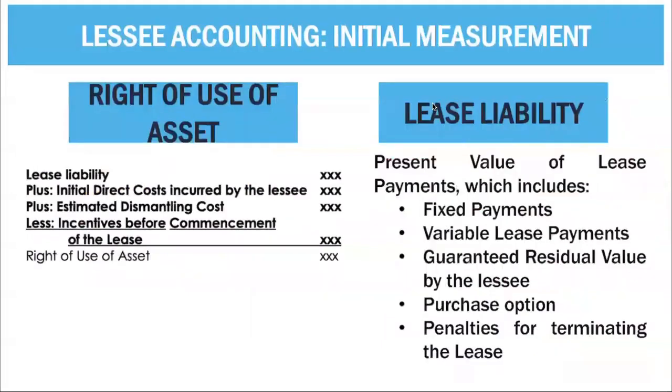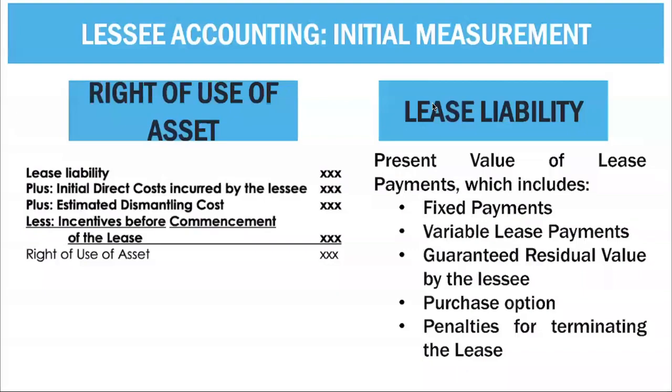So we said in your lessee accounting, we recognize two items, your right of use asset and your lease liability. So two items only. First, we need to determine what are the items of your right of use asset and what are the items of a lease liability. Let's start first with the items of a right of use asset. The following are the items of a right of use asset.